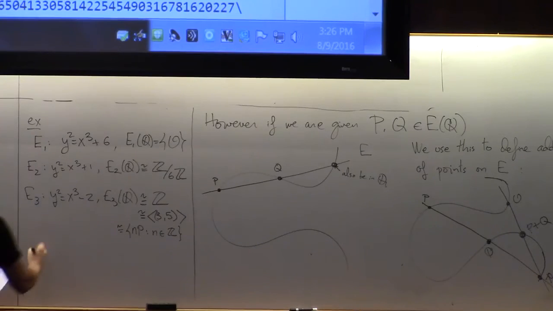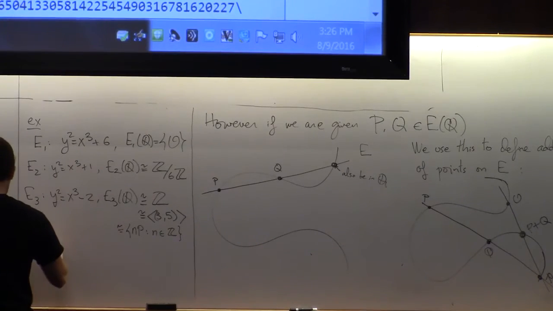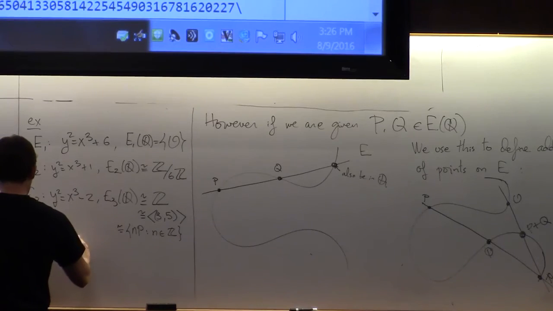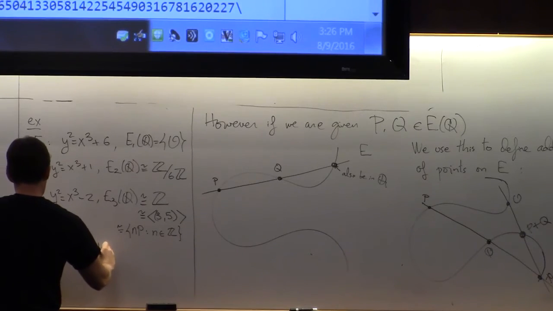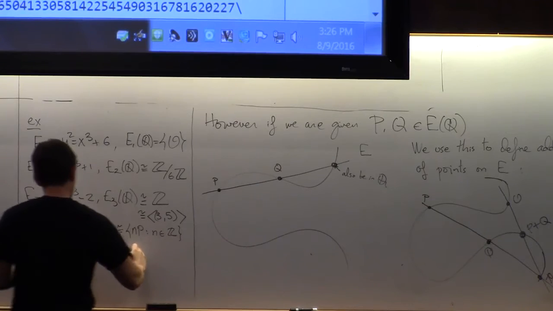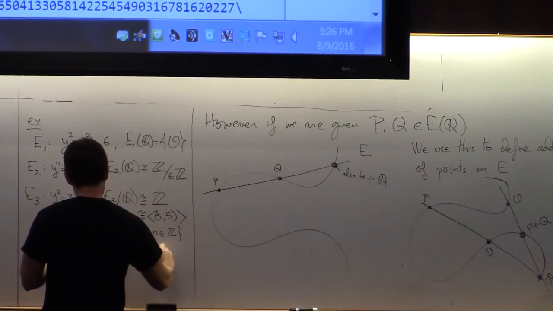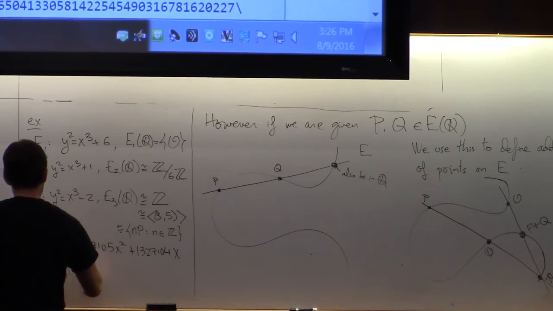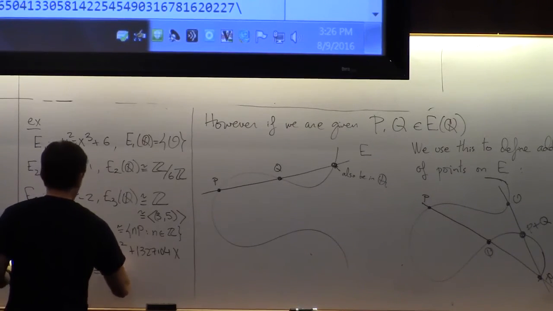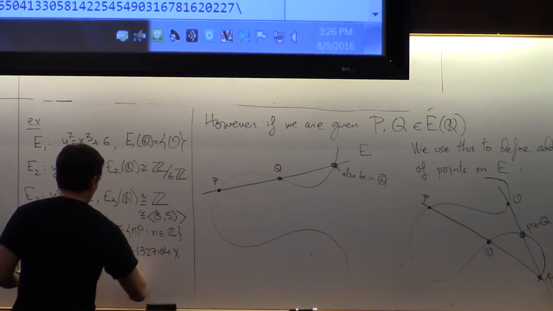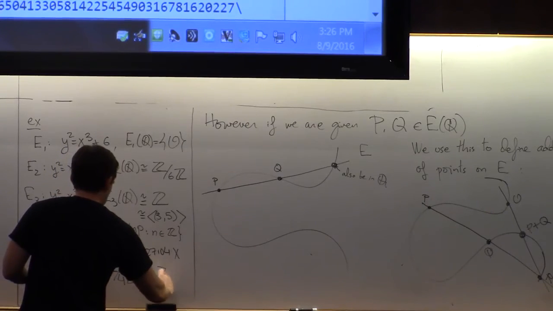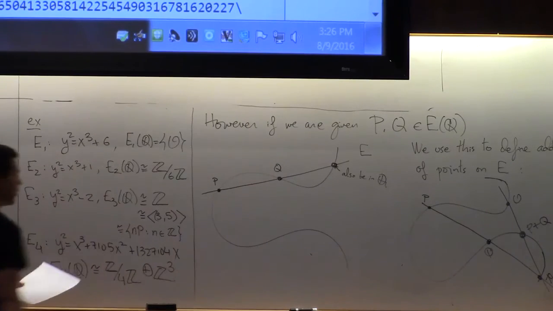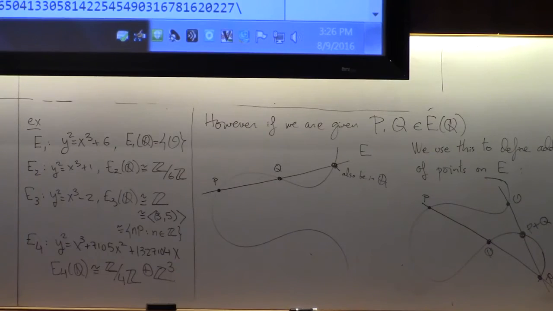Or you can find elliptic curves that have torsion and rank. This elliptic curve has a point of order 4 and also 3 linearly independent points of infinite order.